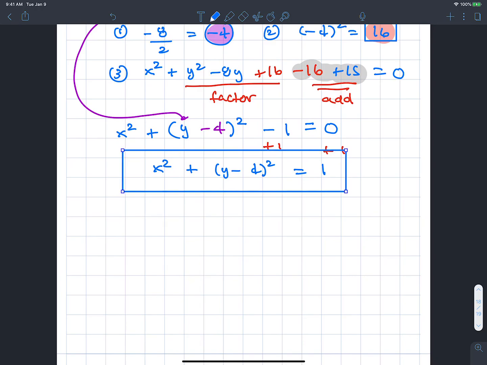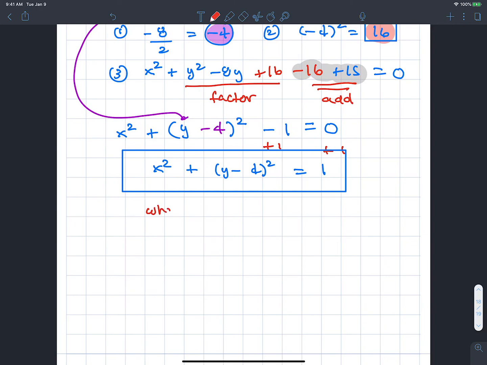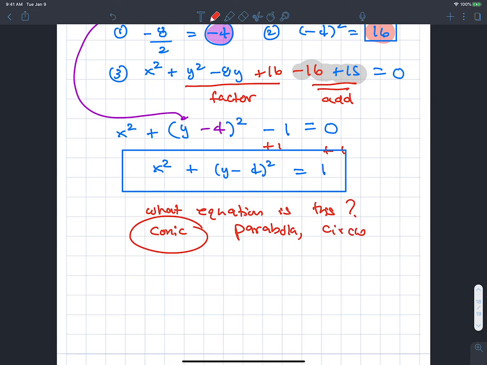So the question I have for people here is this. If you were here, I'd say to you, what equation is this? Remember, we're talking conic sections. It's either a parabola, a circle, an ellipse, a hyperbola. So which one will it be?